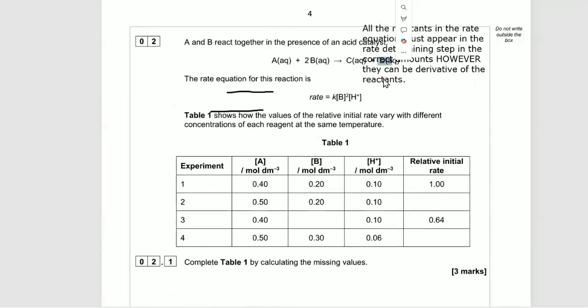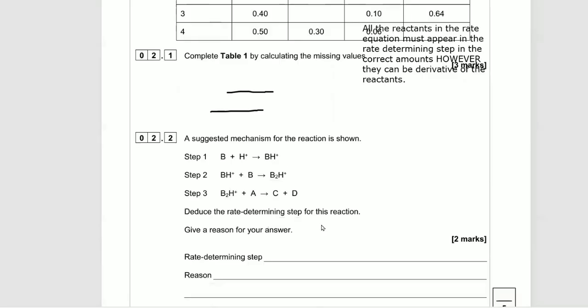All right, let's have a little whip up to that rate equation. If you can look at this rate equation, it's K and B2H. So there should only be B and H in the rate equation, which means step 3, step 3's got A, C, and D. They don't appear in the rate equation, so they're not our rate determining step.